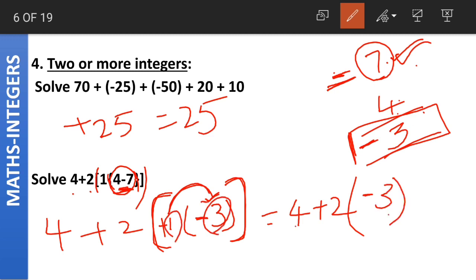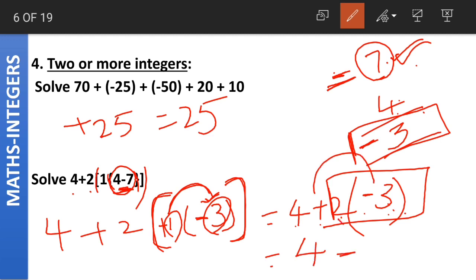1 3s are 3. Now this equation is reduced to 4 plus 2 into minus 3. Now let us solve this part. 2 into minus 3. What is 2 into minus 3? Plus into minus becomes minus. 2 3s are 6. So the final equation is 4 minus 6. The reduced equation is 4 minus 6.